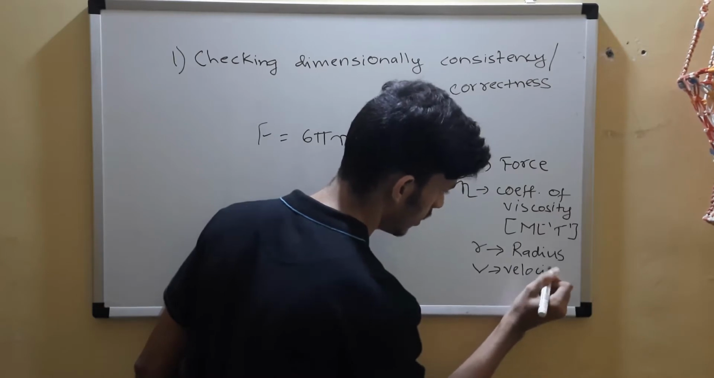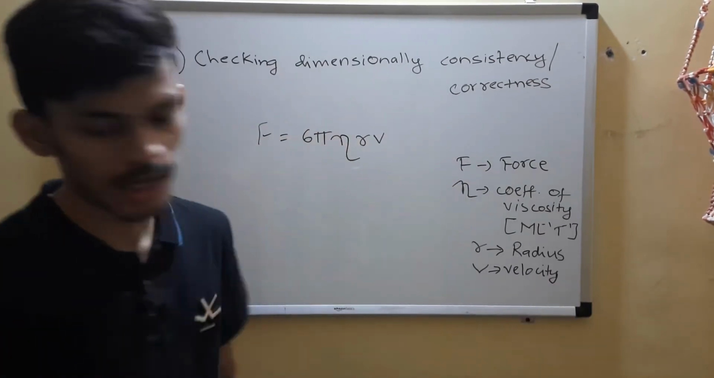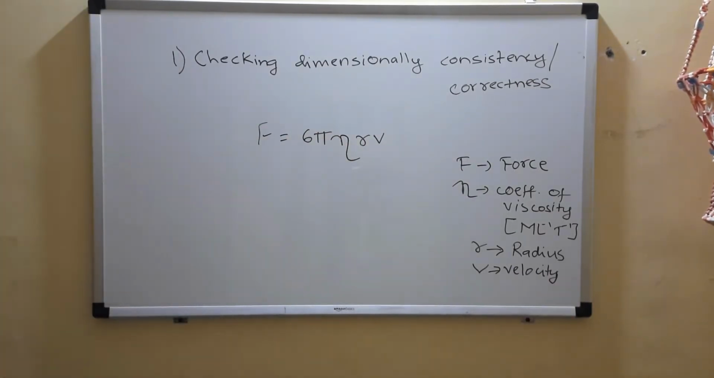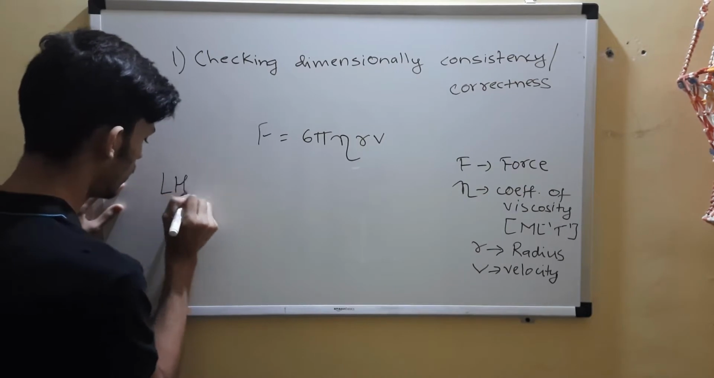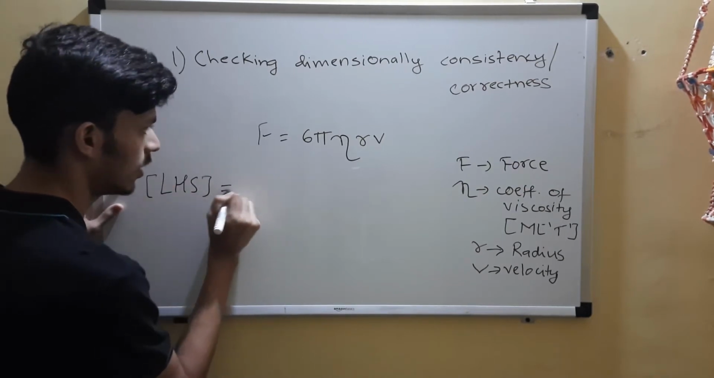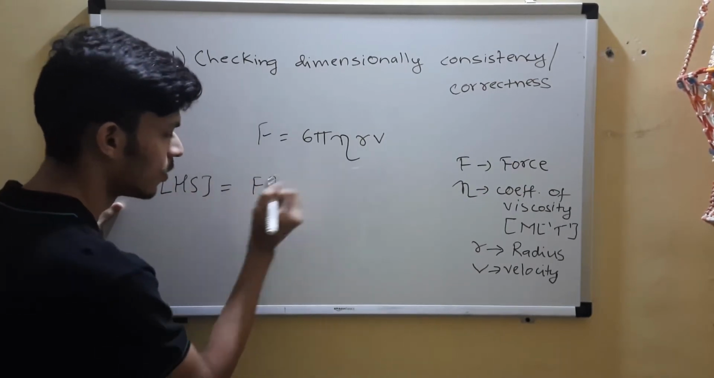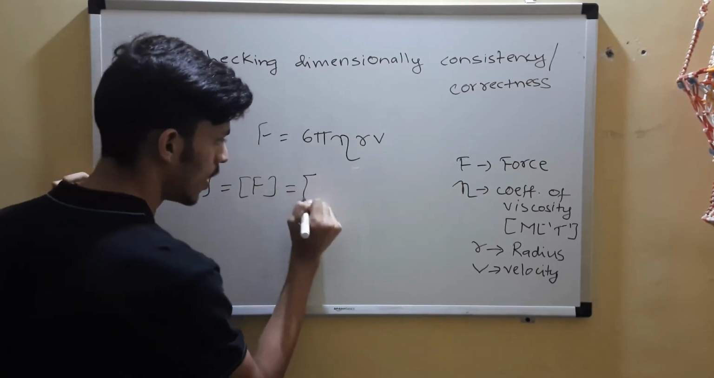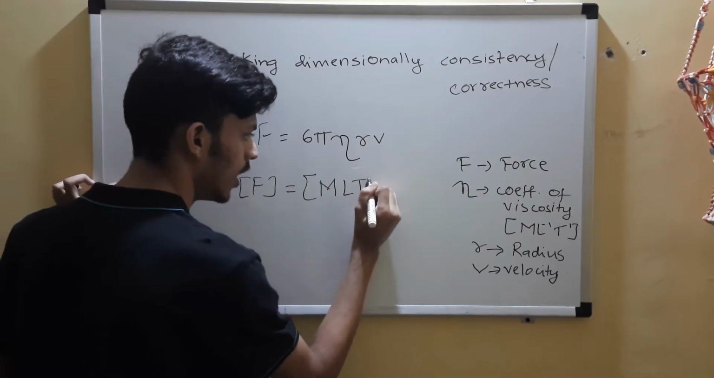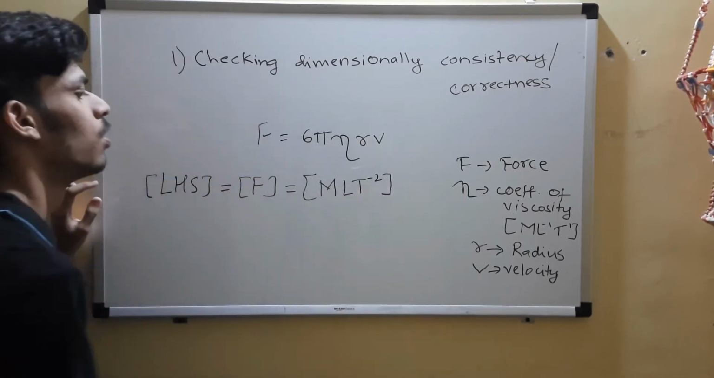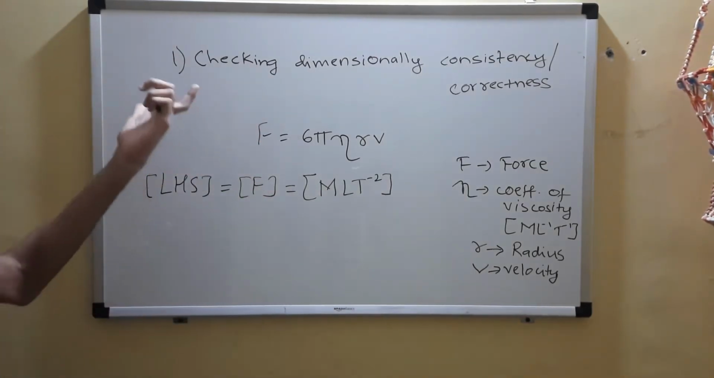So the question is the same, which is check dimensional consistency. Do try it, pause and try. Okay, now I'll do it. So let's go for the left hand side. It says dimensions of F, which is force. Force is mass into acceleration, M, mass, acceleration, we know LT raised to minus 2. So this is the dimensional formula on the left hand side.